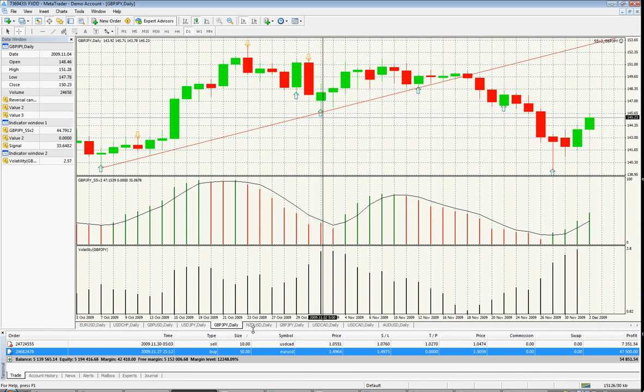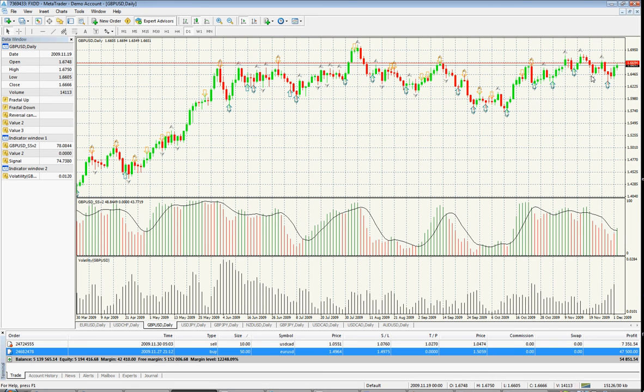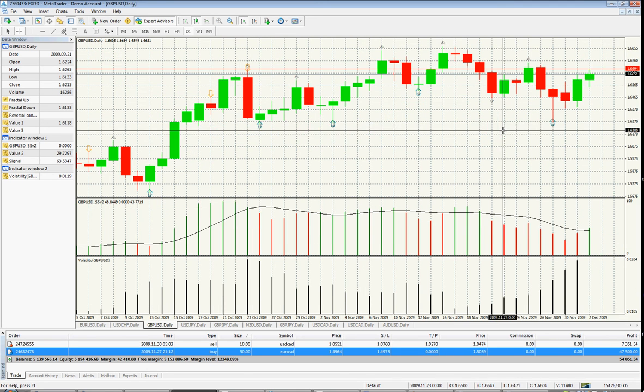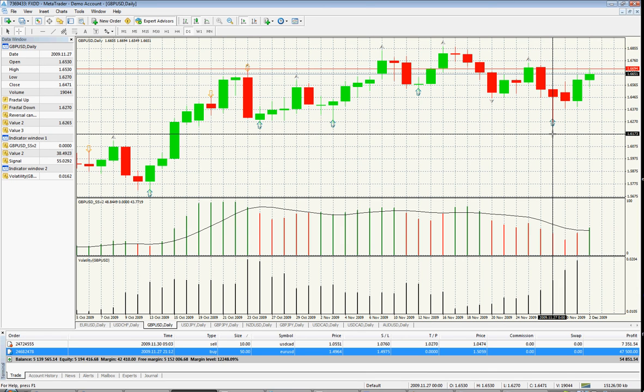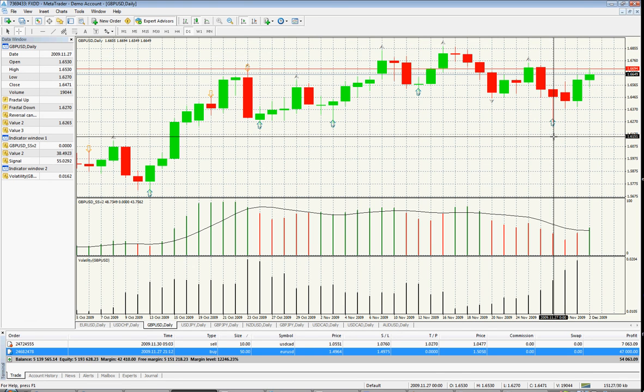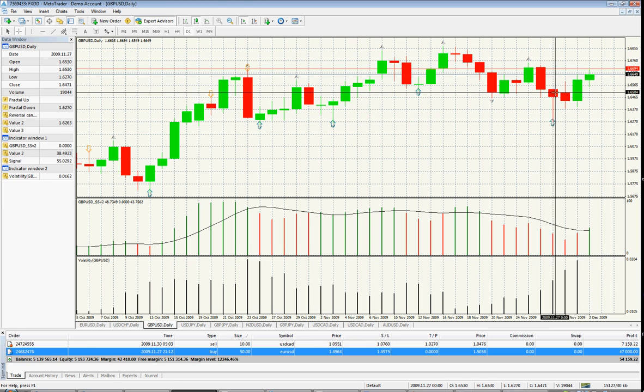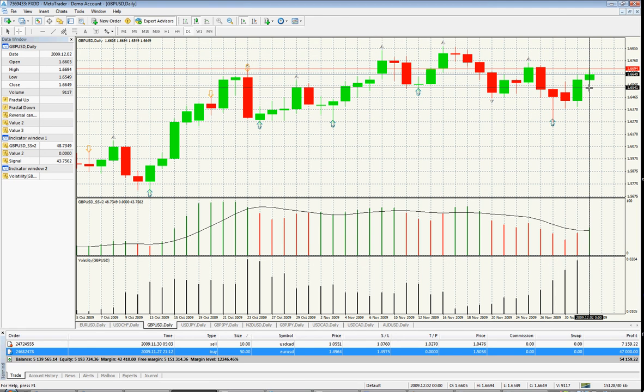Now pound dollar as well, we had the same result. Here we had an entry. If you take a look here, we had an entry here at 1.6535. So the high of that candle was 1.6530. We got it at 1.6535, 1.6536, and we're currently at 1.6650. So that's about 115 pips of profit for us if we exit that trade.